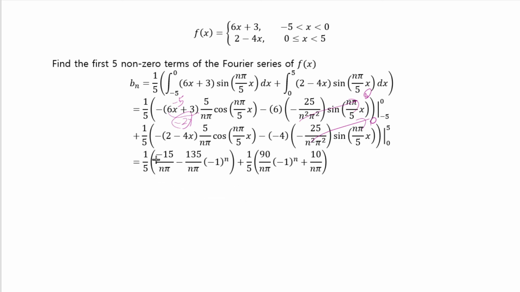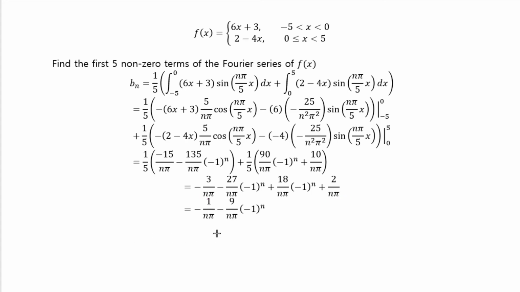Okay, so once you have this, you can multiply the 1/5. They're both divisible by 5. So you get these terms, and if you look at this closely, these two are like terms. Negative 3 plus 2 is negative 1. And these two are again like terms. Negative 27 plus 18 is negative 9. And therefore, this is what you get as a simplification.